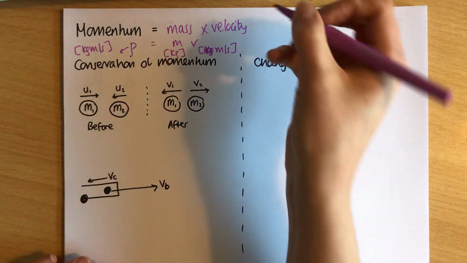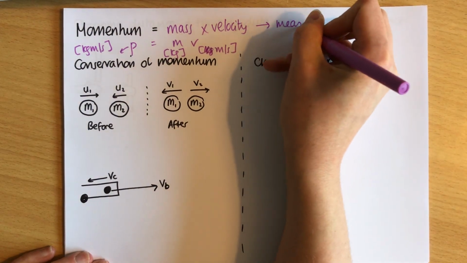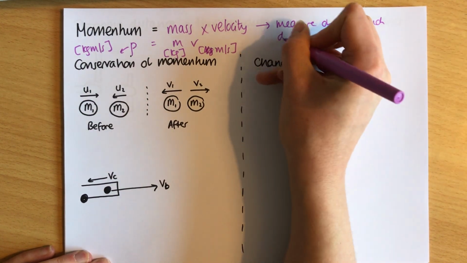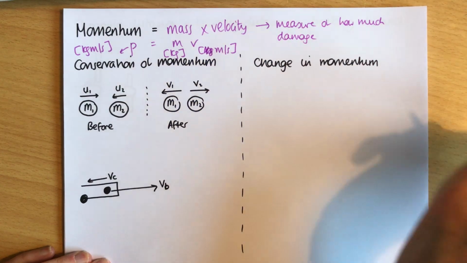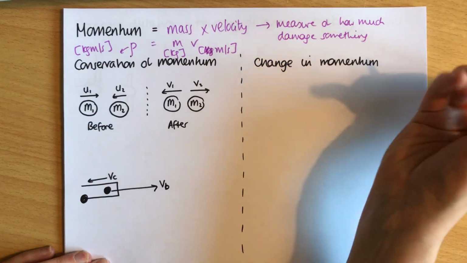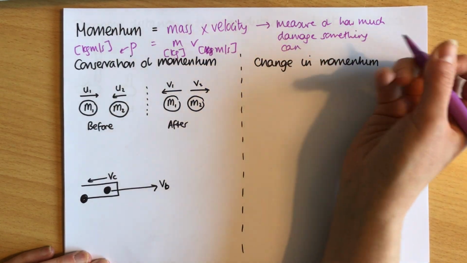This is basically a measure of how much damage something can do. That's how I used to think about it in a collision, but that's not the definition. There's many other things as well. But the higher the mass or the higher the velocity, the more damage it will do in a collision.